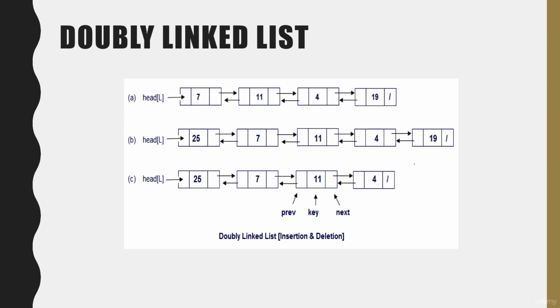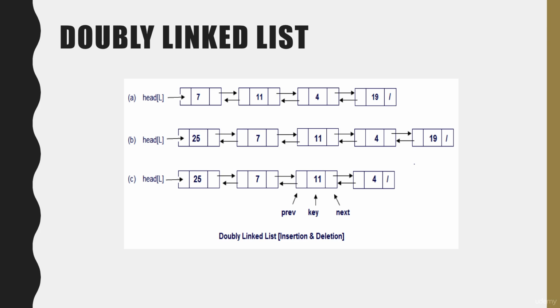As shown here, each element of a doubly linked list L is an object with a key field and two other pointer fields, next and prev. The object may also contain other satellite data. Given an element X in the list, next of X points to its successor in the linked list, and prev of X points to its predecessor.